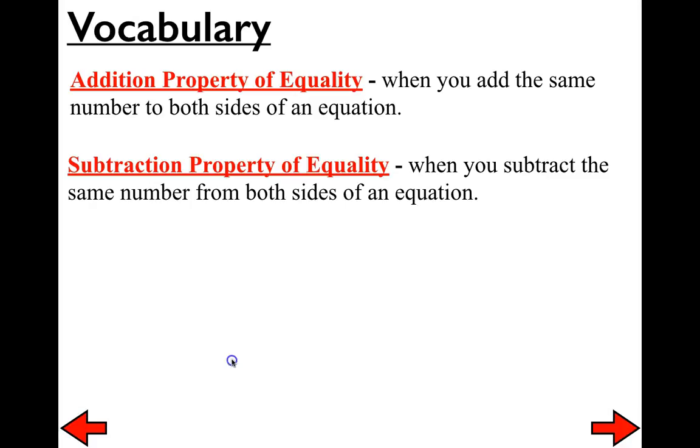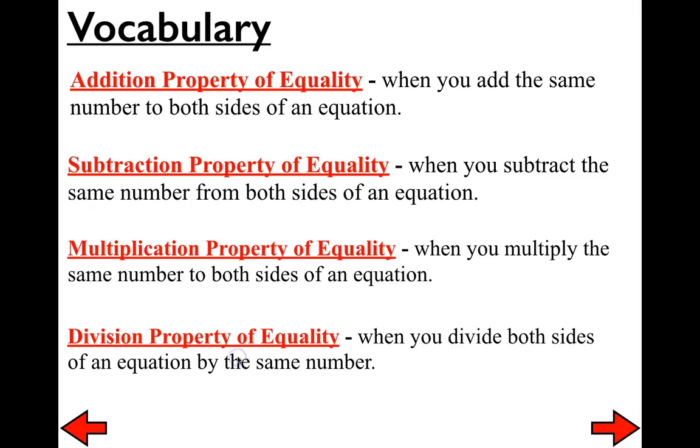So vocabulary basically are the 4 different operation properties of equality. Basically, this is going to allow you to do whatever you do to one side, you do to the other to keep your equation balanced. So we're going to be using all 4 of these as we're solving equations, depending on the problem.